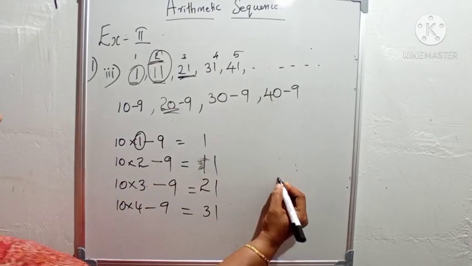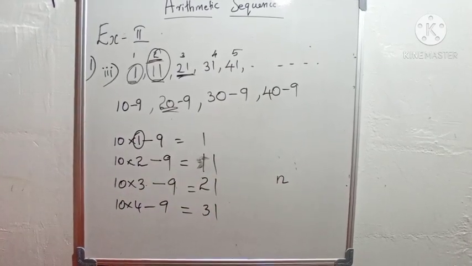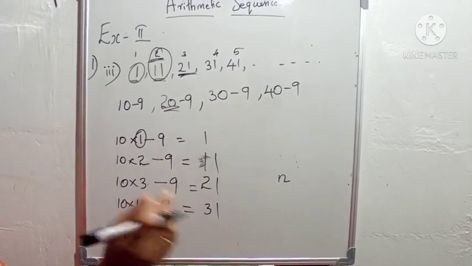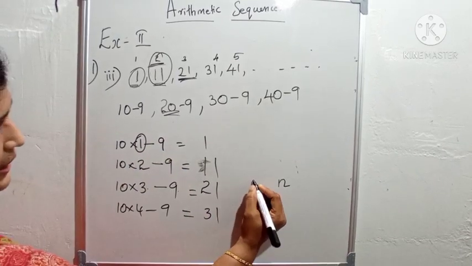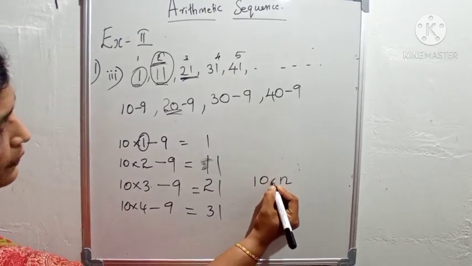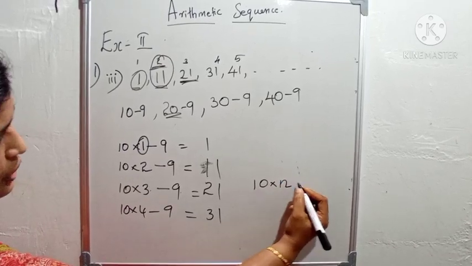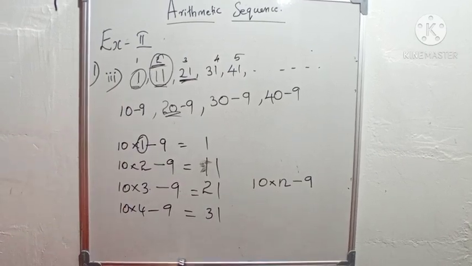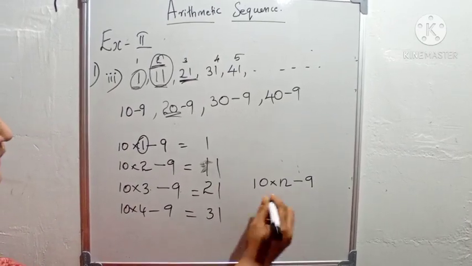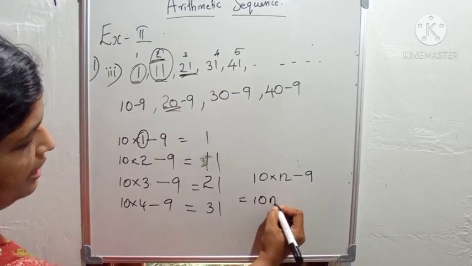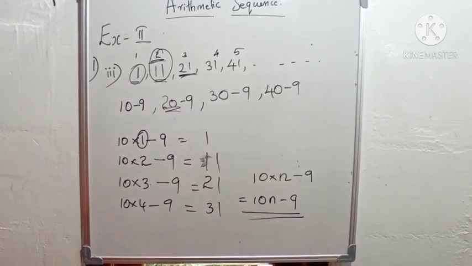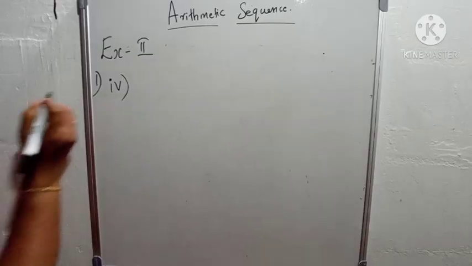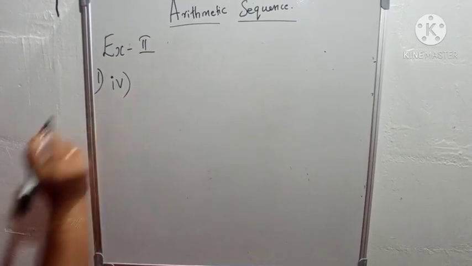See, if n is the position of the term, then the relation between the term and the position is, yes, 10 into n. That is 10 into position minus 9. So this is the algebra of this sequence. 10 into n minus 9, or 10n minus 9 is the algebra of this sequence. Clear? Next is first question, fourth sub-question.